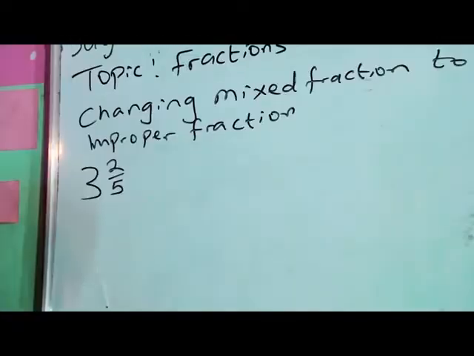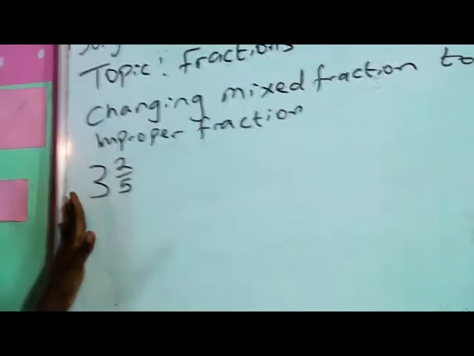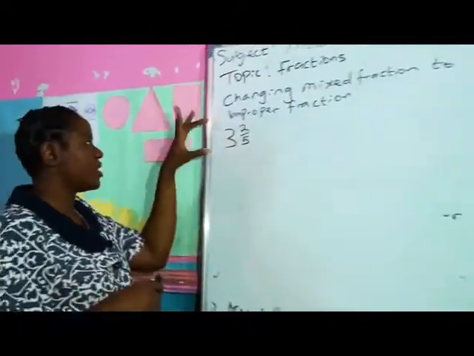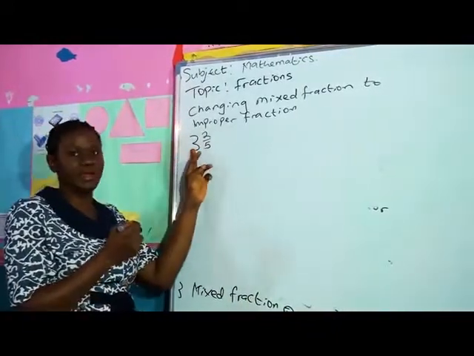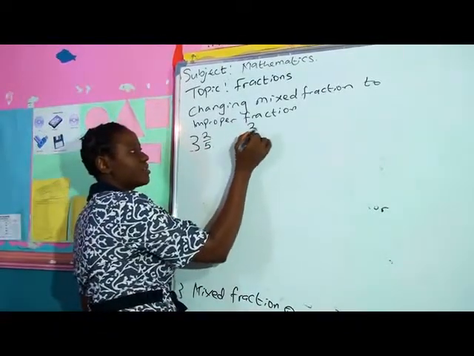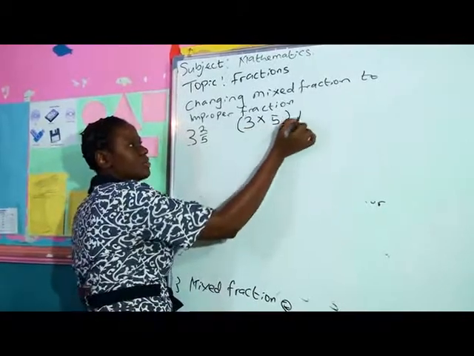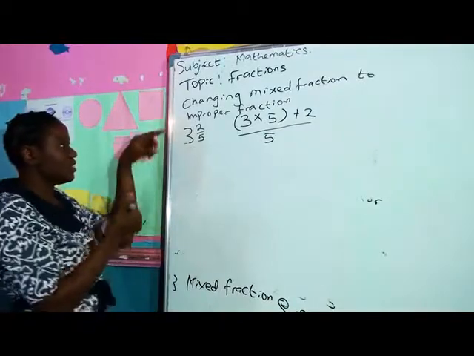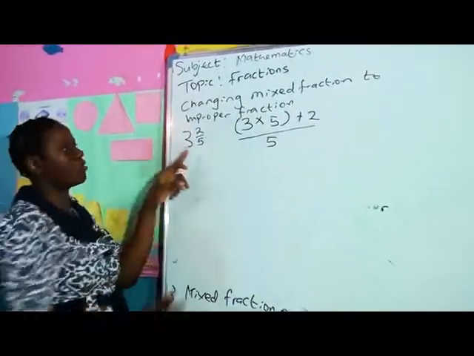In this example, I had 3 whole number 2/5. I could change 3 whole number 2/5 to an improper fraction. What do I do? This is 3 whole number. What I do is 3 times the denominator. I'll do this: 3 times 5 plus 2, all over 5.